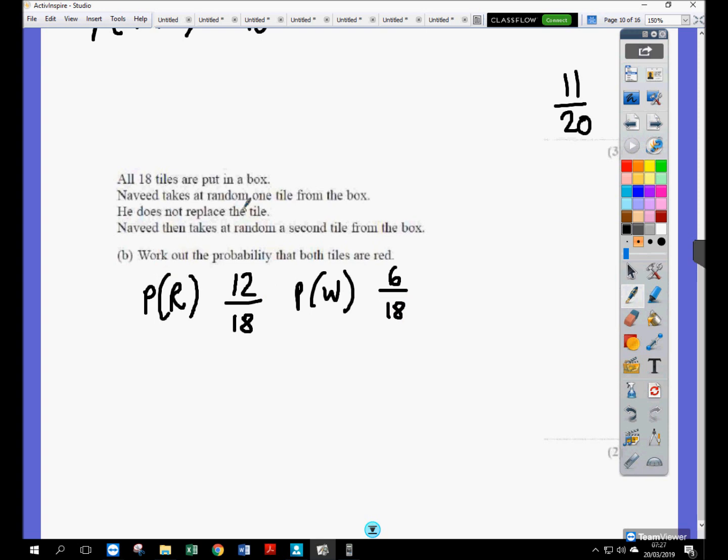Now, he does not replace the tile, so he's going to take 2 tiles out of this combined box, and we're working out the probability that they're both red. So it's red followed by red. So you have 12 over 18. Next time, there won't be 12 red anymore. There will be only 11 remaining and only 17 in the box. Type this into the calculator, you end up with 22 over 51.